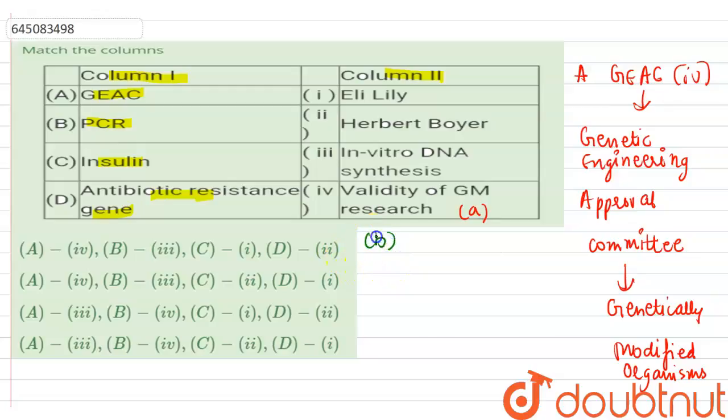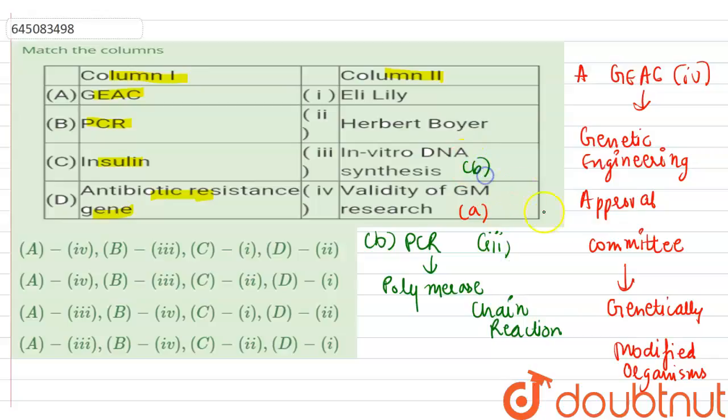Now the second is PCR. B is PCR. Now PCR stands for polymerase chain reaction, and it is for the in vitro replication of specific DNA sequences using the thermostable DNA polymerase. So PCR is a technique of in vitro DNA synthesis, DNA amplification. So the correct option for B, PCR, is third, in vitro DNA synthesis.